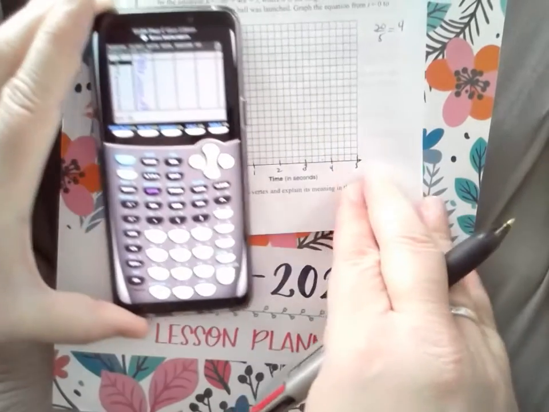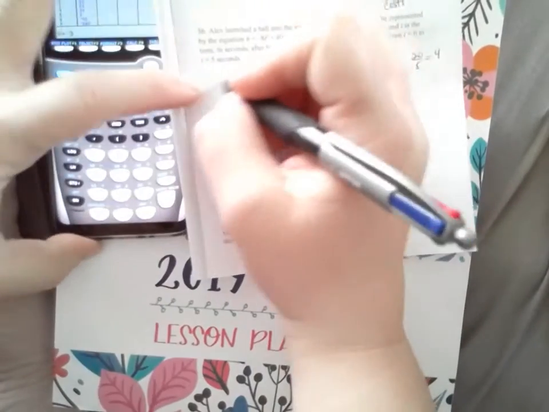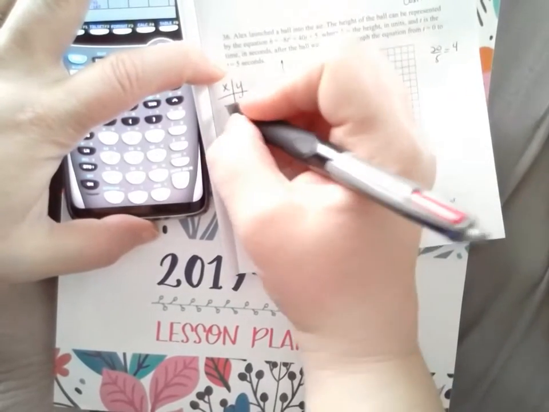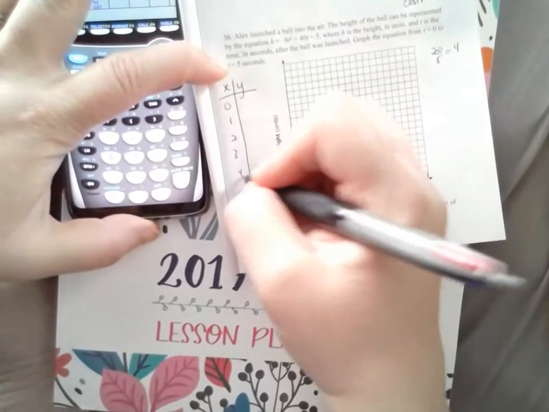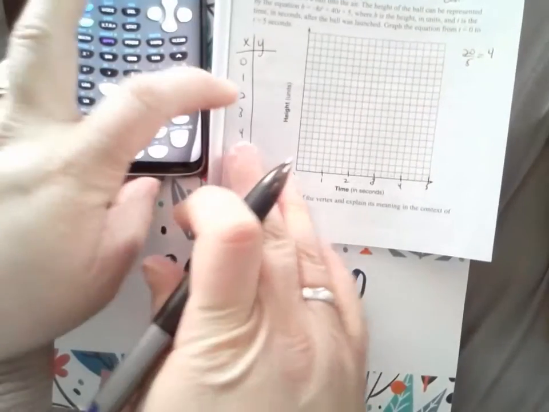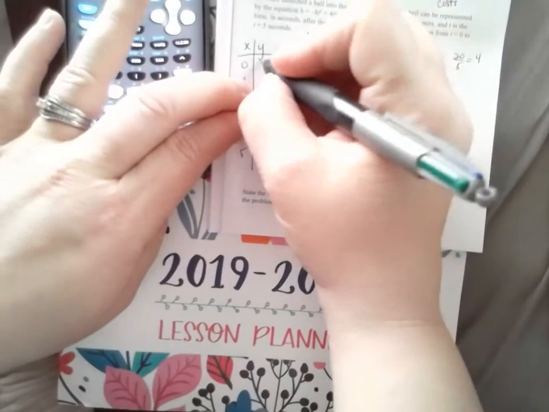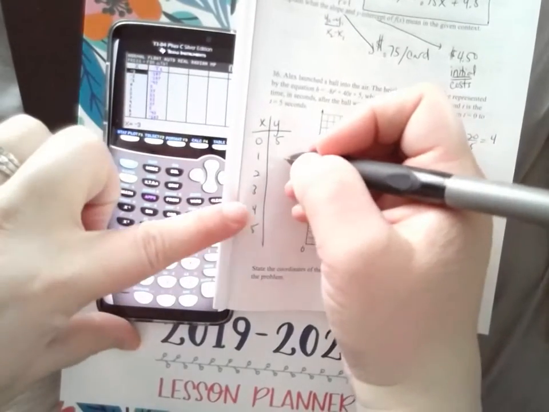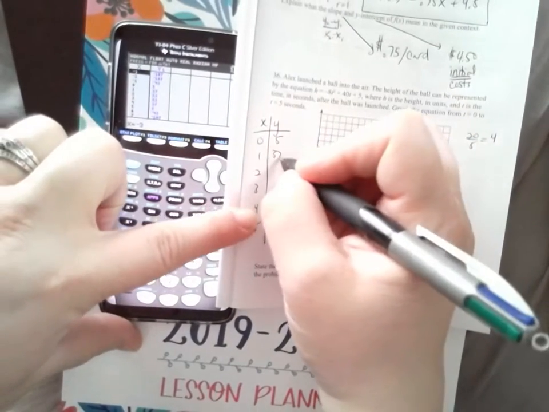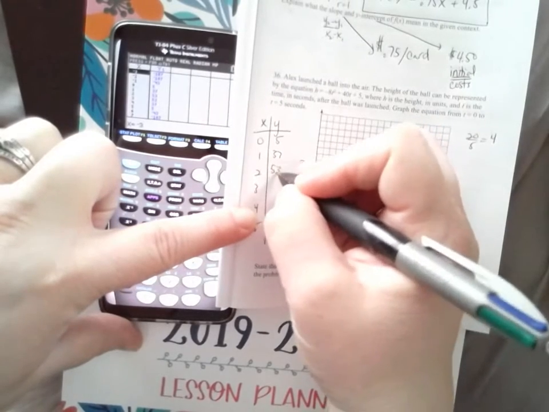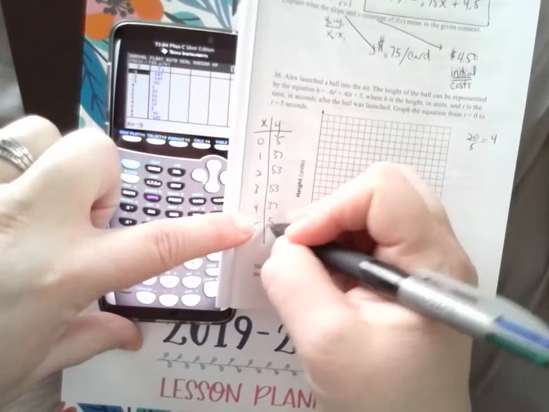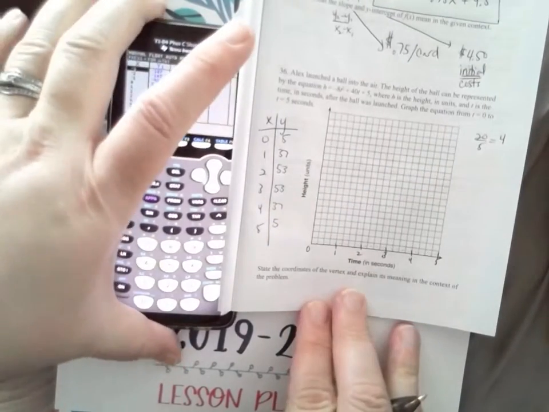And I'm going to figure out my table of values for 0, 1, 2, 3, 4, 5. Those are the biggest numbers that I'm concerned about. At 0, it's 5. At 1, it's 37. At 2, 53. Then 53. Then 37. Then 5 again. Okay?